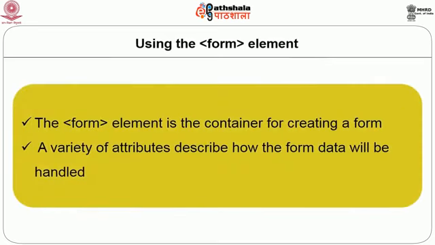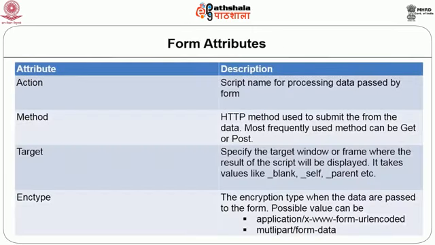The form element is considered a container because other controls are within that form container, and many attributes can be described for how form data will be handled. The form's attributes are action, method, target and encryption type, that is, enctype. Action is used to describe the script name for processing the data passed by the form. Method is which HTTP method is used to submit form data. The value can be either get or post.